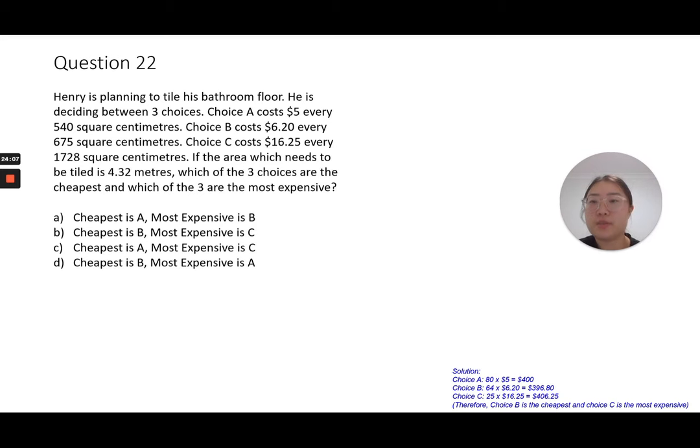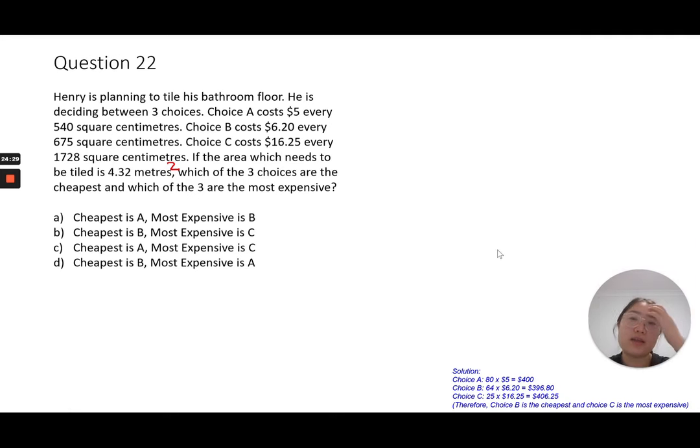Okay, 22. So we have three tiles to choose from, choice A, choice B, choice C, and they all have different prices for different square centimeters. We want a tile 4.32 meters squared. Which of the three choices are cheapest and which are the most expensive? So this is a little bit of calculation work. You first need to realize that 4.32 square meters, we want to change that into square centimeters to be able to divide.